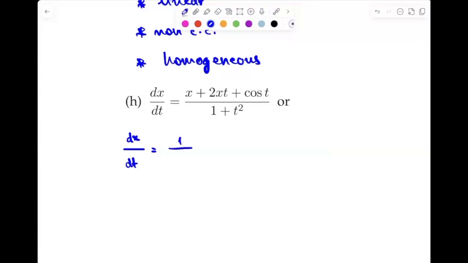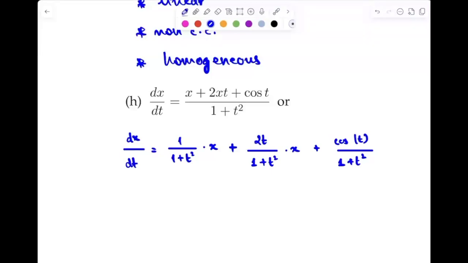equal to 1 over 1 plus t squared times x plus 2t over 1 plus t squared times x plus cosine of t over 1 plus t squared. So you have a big fraction and you rewrite that in terms of smaller fractions. Now again, x is the dependent variable and t is the independent variable.